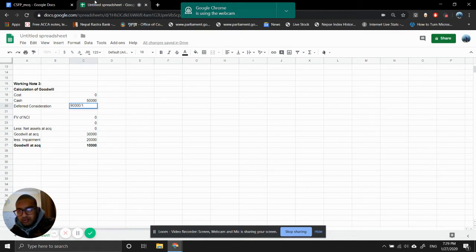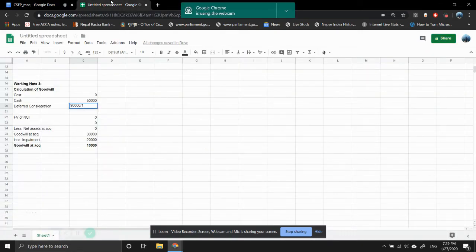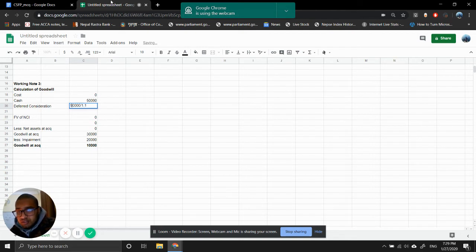50,000 and then 90,000 divided by 1.1. So that's after 3 years, right? So after 2 years. It acquired on 1st Jan 20x3, so 1 year is gone, and then the second year. So it's 2 years, and our discounting rate is 10%. So 1.1 to the power 2.